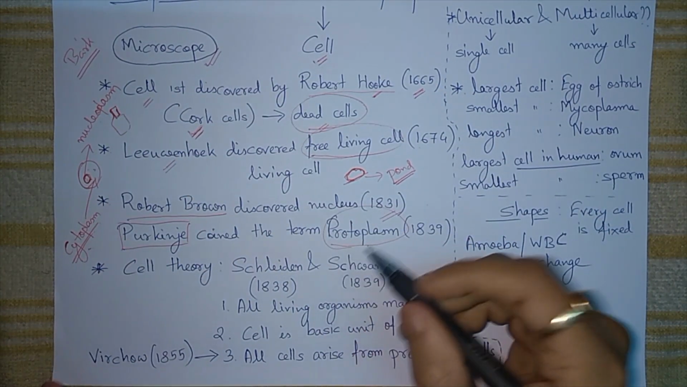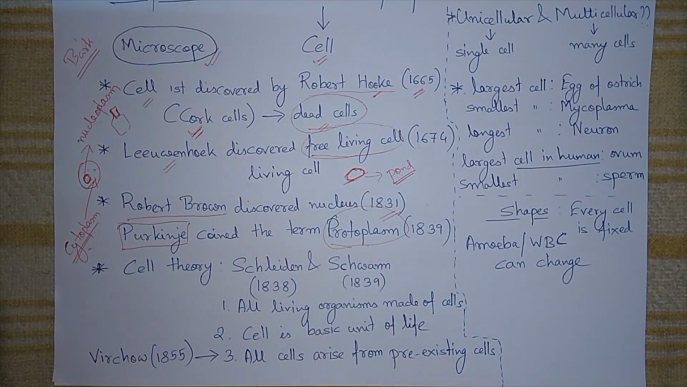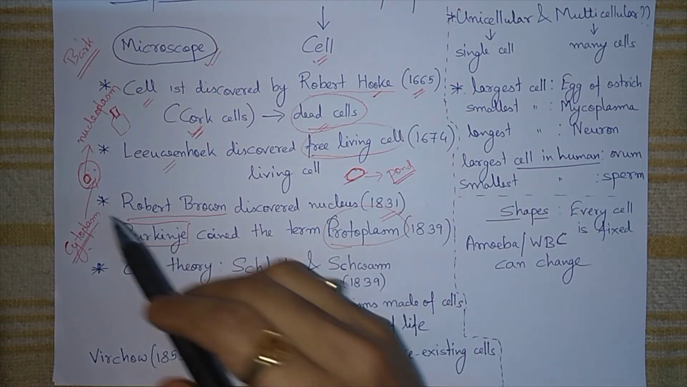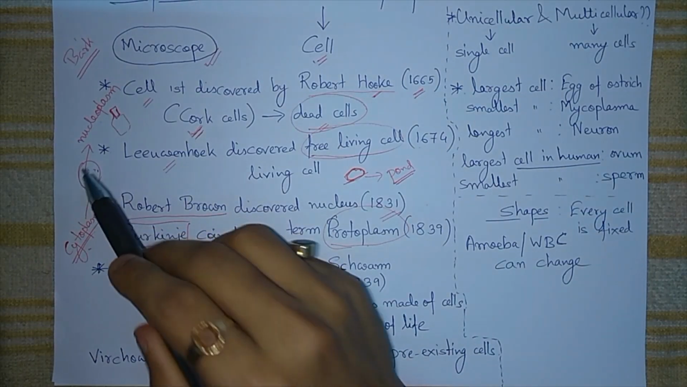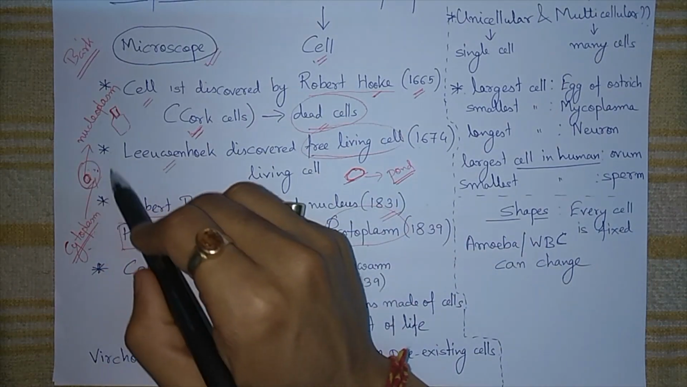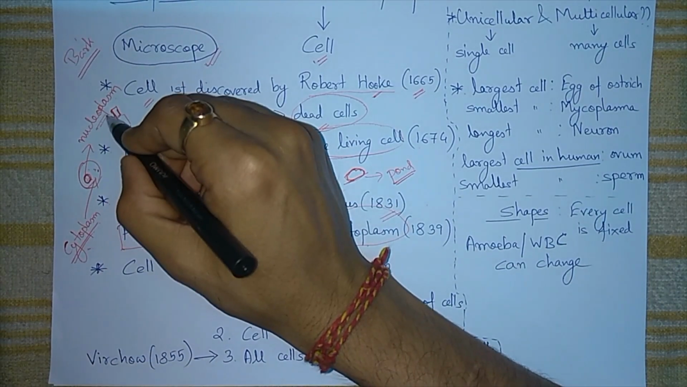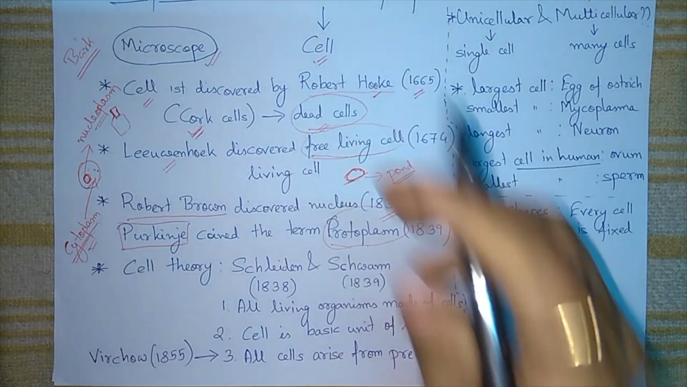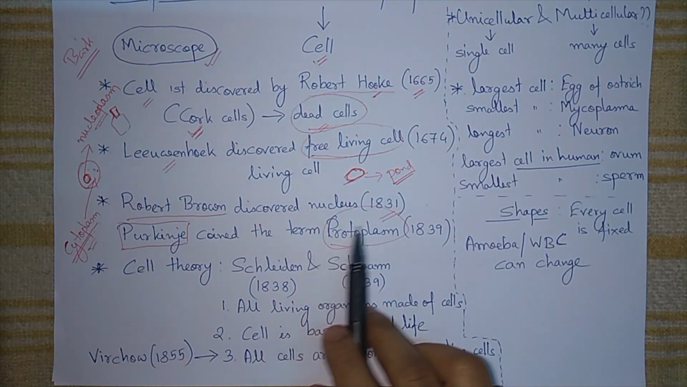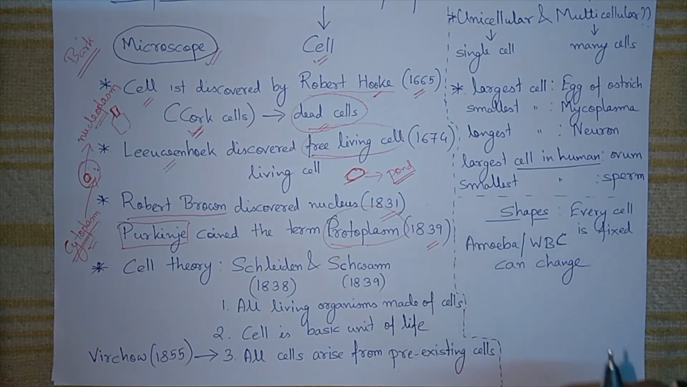That is why it is said that protoplasm is found inside the cell. You will never find protoplasm only inside the nucleus or only outside the nucleus. You will find that protoplasm is found only inside the cell. Inside the nucleus it is nucleoplasm, outside the nucleus it is cytoplasm. Together, protoplasm. Clear? So this protoplasm term was coined by Purkinje in the year 1839.